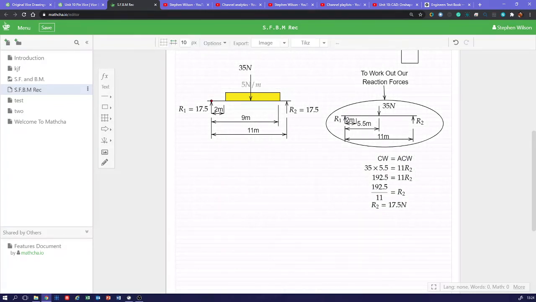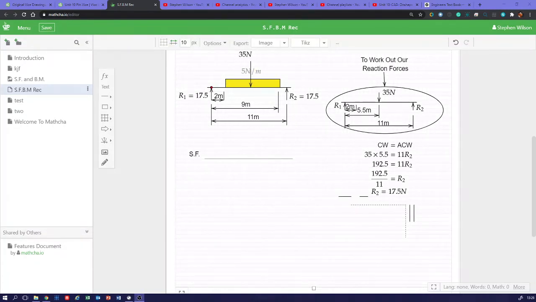So what we now need to do is draw the shear force diagram, which was the point of this. Now we've got our reaction forces, we can do our shear force diagram and find out how we handle a UDL in a shear force diagram. So let's just set that up.